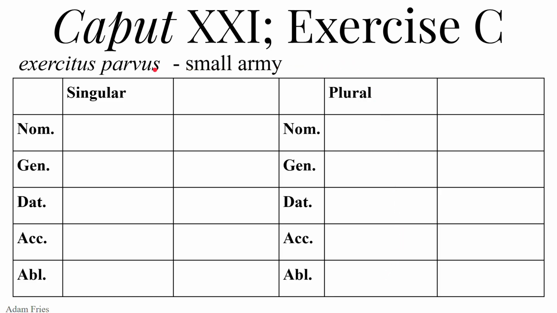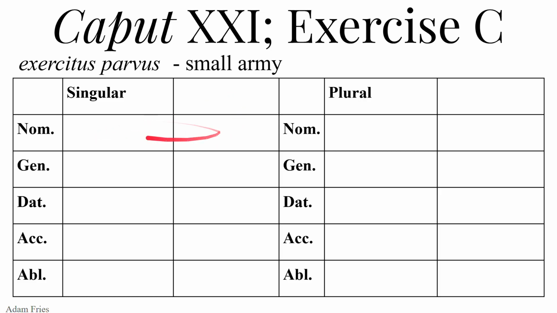Cool. And then parvus goes here, and its plural goes here. So parvus is going to go like a second declension masculine because it's a first and second declension adjective. So us, i, o, um, o, i, orum, is, os, is. So parvus, parvi, parvo, parvum, parvo, parvi, parvorum, parvis, parvos, parvis.